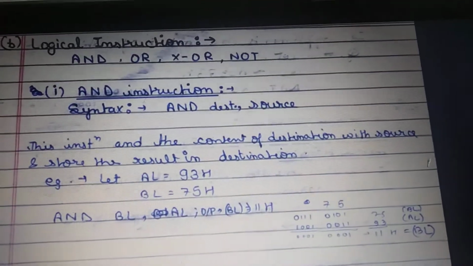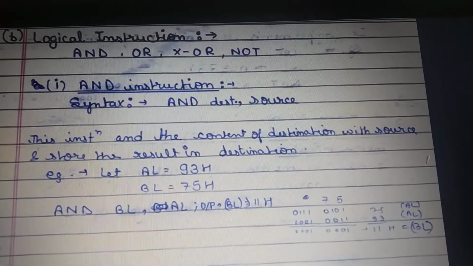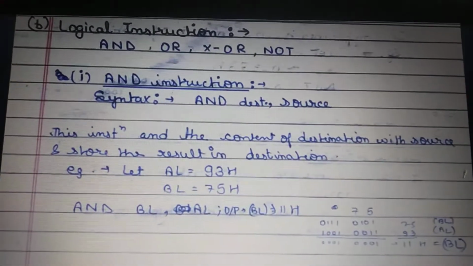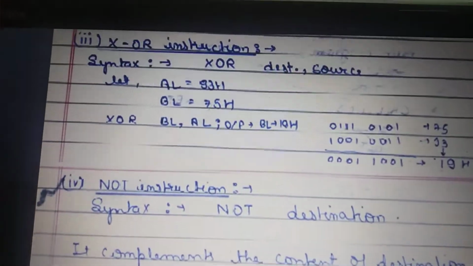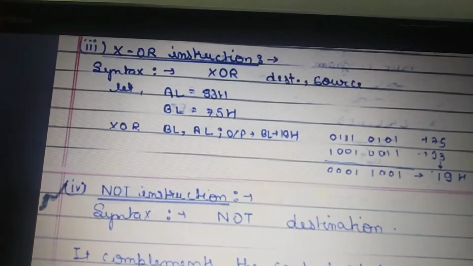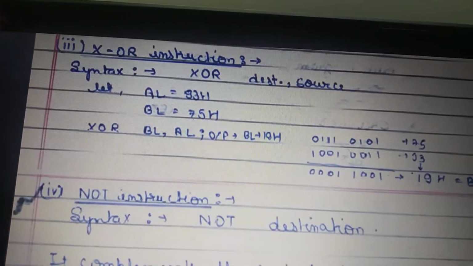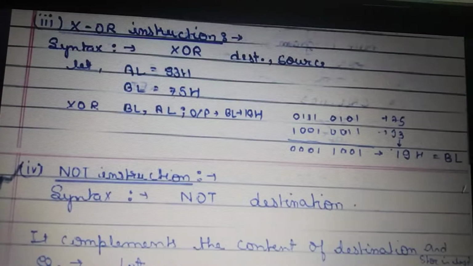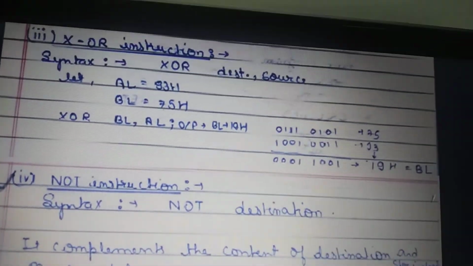Similarly, OR instruction is there. The format is similar. OR destination comma source, the result will be stored in the destination. In a similar way, XOR instruction is there. Format is similar. XOR destination comma source. So it will XOR the content of source and destination, and result will be stored in the destination.